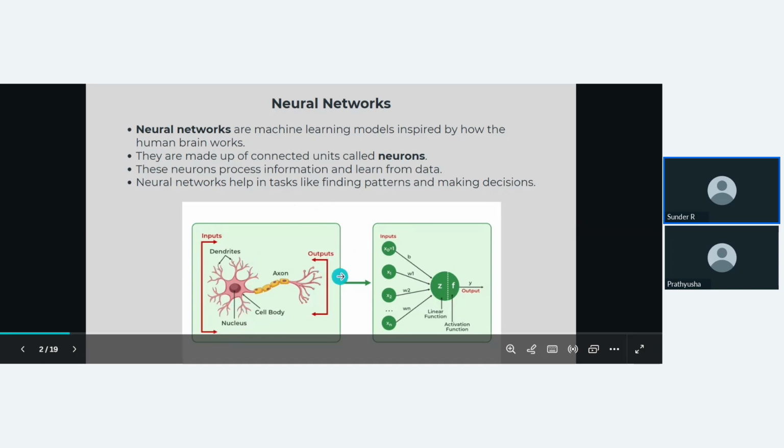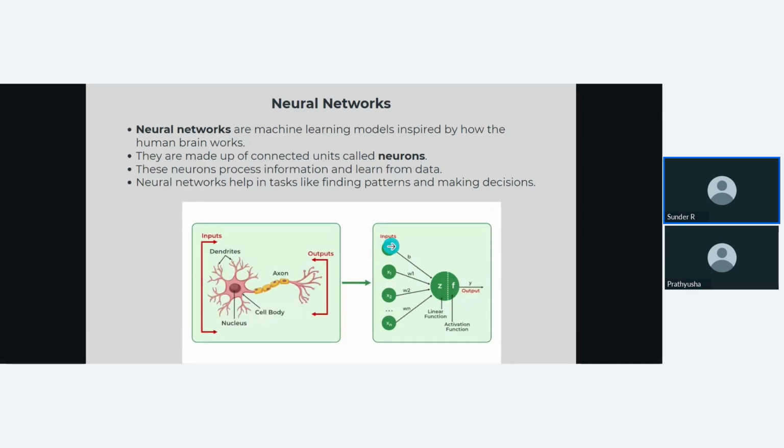In a similar way, the inputs are x1, x2, x3, right? If we consider image data, these x1 values are nothing but the pixel values. Each pixel value will be assigned to one neuron, and this will be sent to the respective next layer to identify its patterns, to understand the complexity in that particular data.